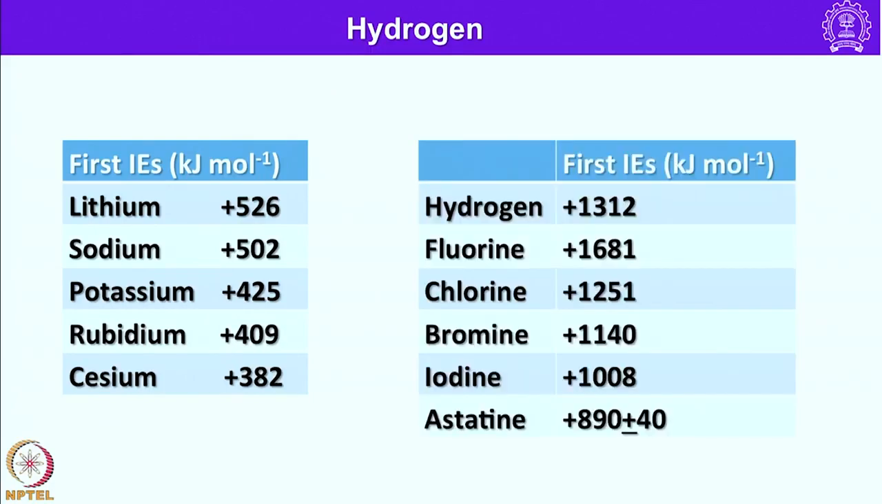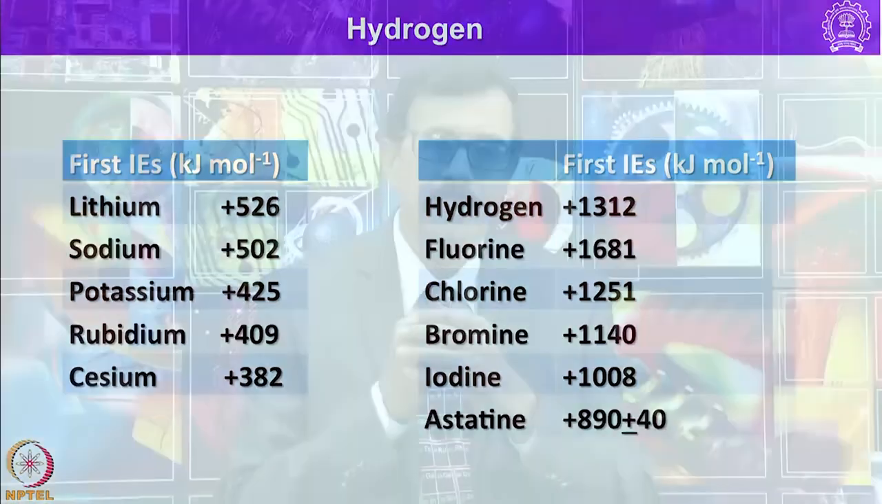Now, let us look into the first ionization energy of the halogen series. I have placed here hydrogen along with halogens. For hydrogen, first ionization energy is plus 1312 kilojoules per mole. For fluorine, it is 1681. Chlorine 1251, bromine 1140, iodine 1008, and for astatine it is 890 plus or minus 40. We do not have a precise value for astatine because it is a radioactive element. And that means the ionization energy of halogens is quite comparable to hydrogen, whereas the ionization energy is not at all comparable with the alkali metals.